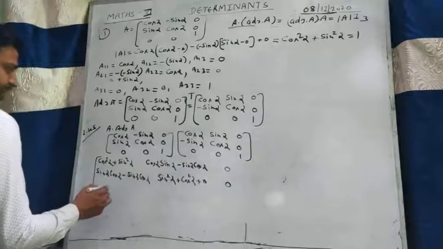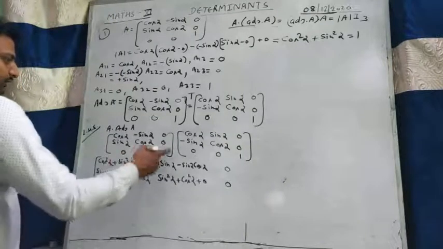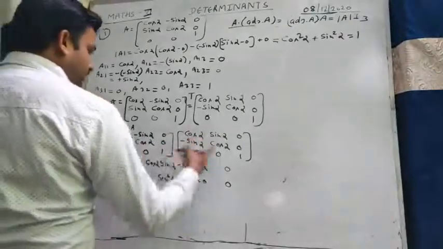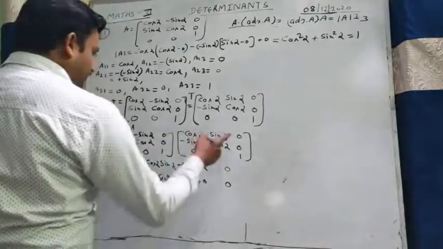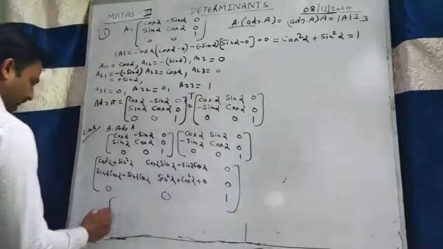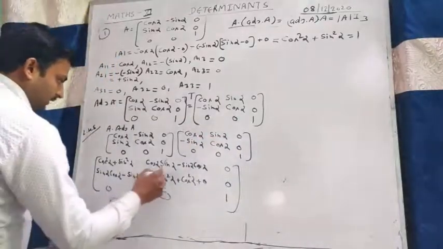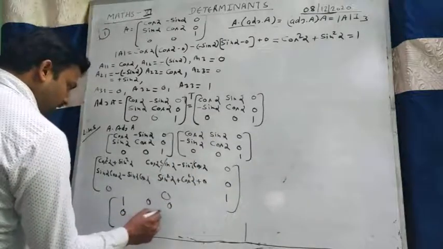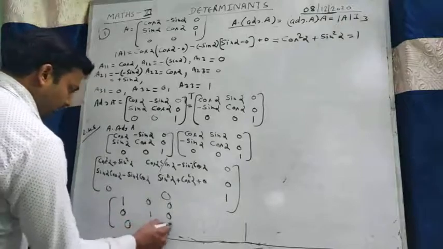And next, 0, 0 and 0, 0, 0 and 0. So 0, 0 and finally 1. So after solving we get 1, 0, 0; 0, 1, 0; 0, 0, 1.